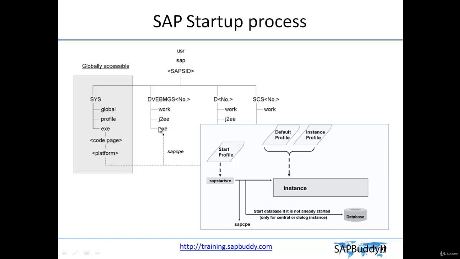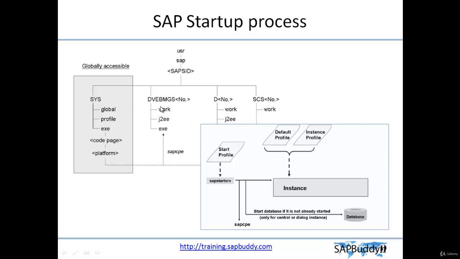Let's assume this specific system is only a dialog instance. In that case you will have D, then a 2-digit number depending on the instance number. Under this you will have work, J2EE and exe. Yes, this directory is used for the central services. Let's say if the system is for central services, then the instance will have SCS and the number, usually for the Java stack.